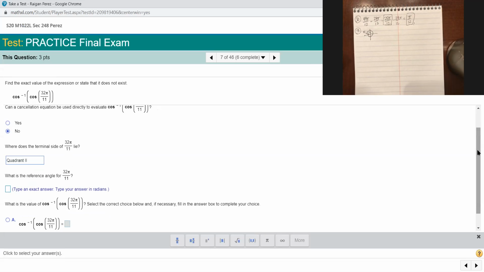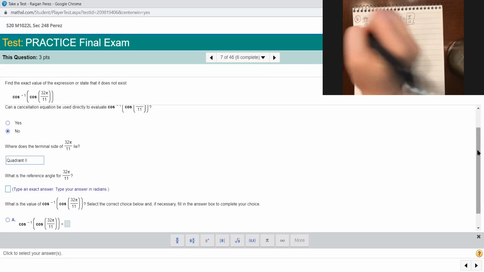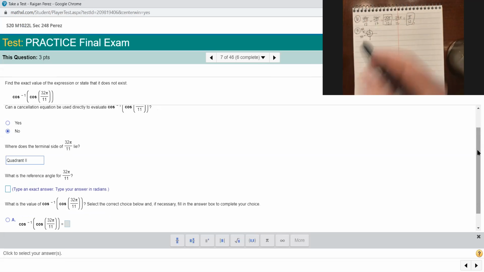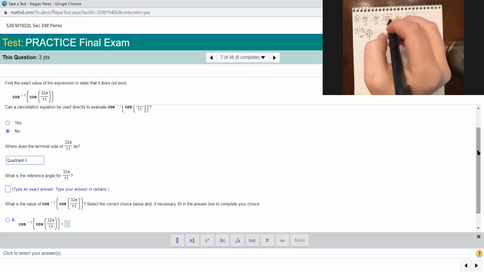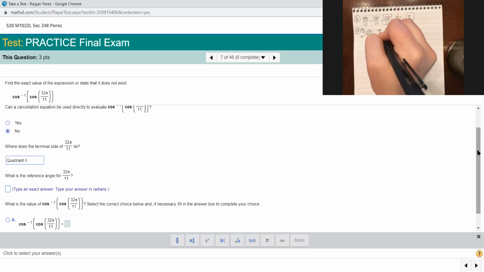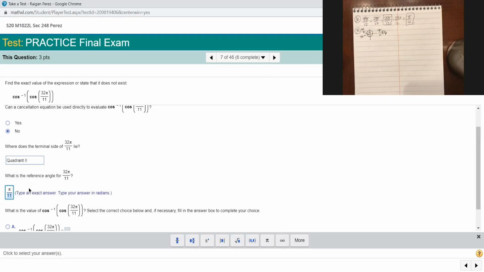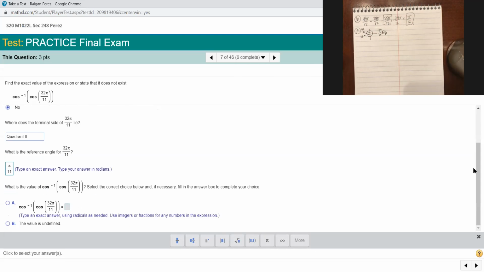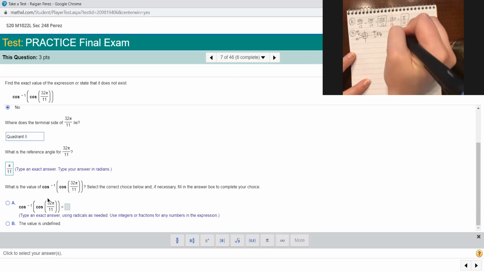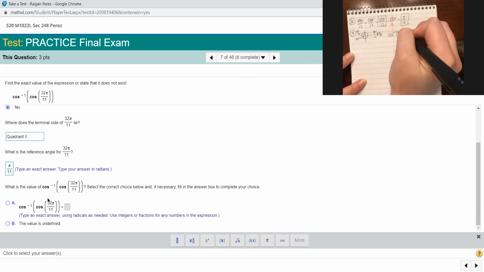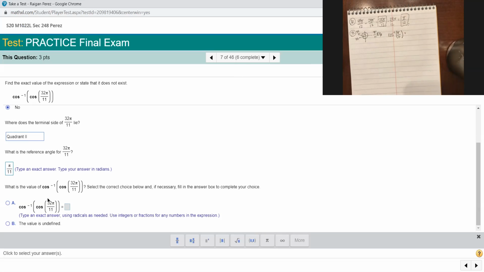And what is the reference? Well, right here would be 33, right? And our angle was 32. So that's 1 pizza slice away. So our reference angle is pi over 11. So basically now your reference angle cancels out, right, what's in the middle of this. So what we're looking at is we're finding cosine inverse of pi over 11 equals what?